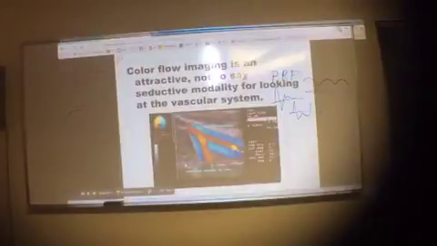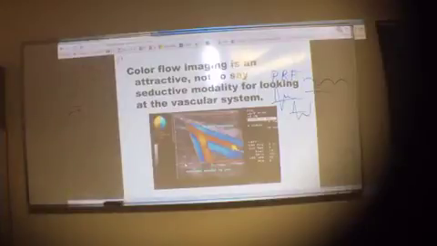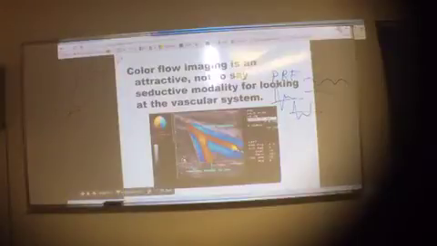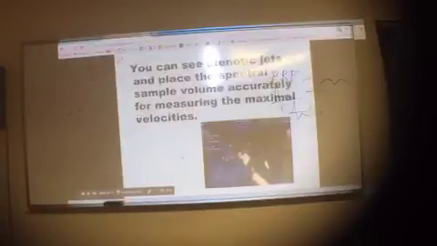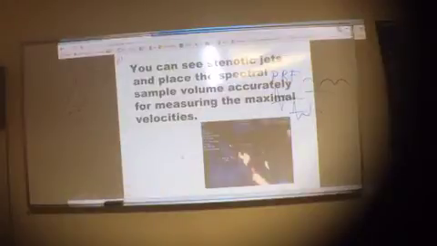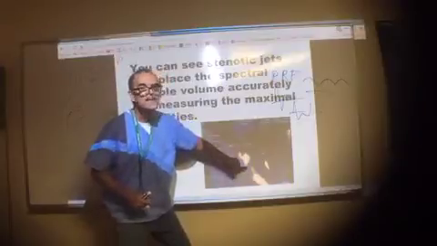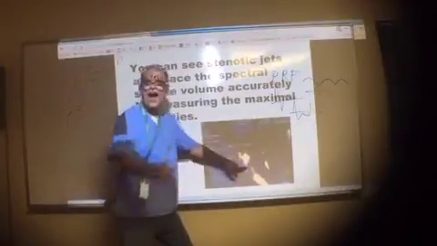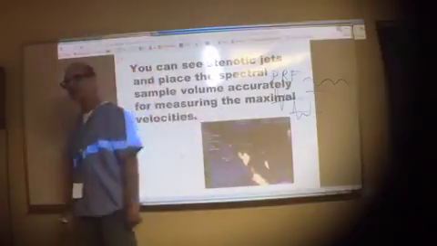Color flow imaging is an attractive, not to say seductive, modality to look at the vascular system. Everybody here knows how to use color Doppler. When the blood is moving, it gets color depending on the direction and the velocity. You can see everything: accelerated flow, we know what it is, normal systolic. You can see stenotic, yes, and this is the idea. You put the color, localize the area of stenosis, and measure the velocity exactly where the stenosis is.